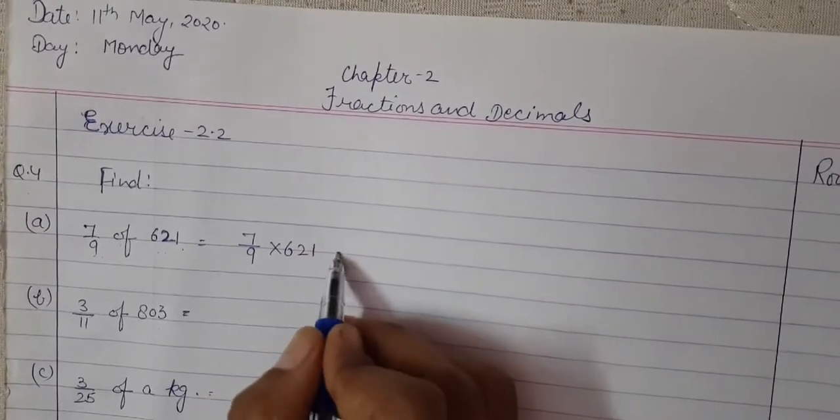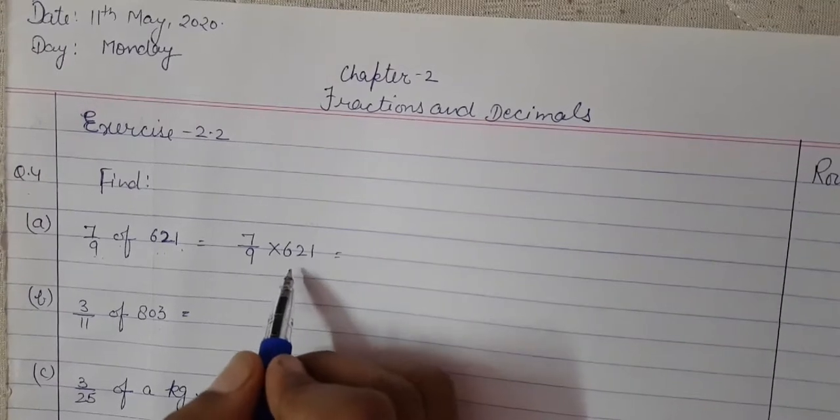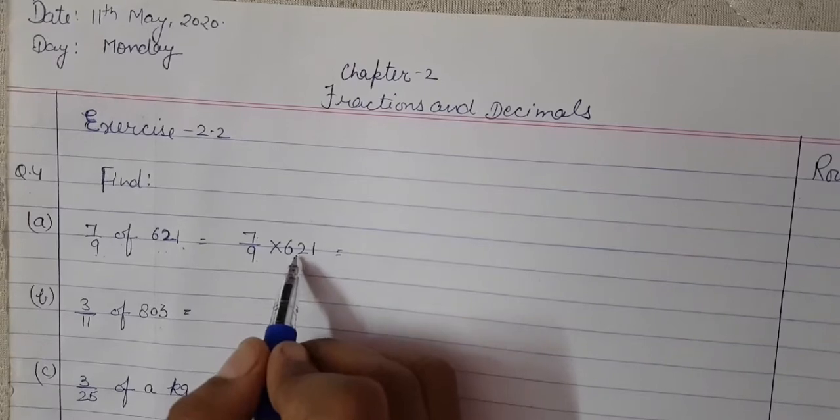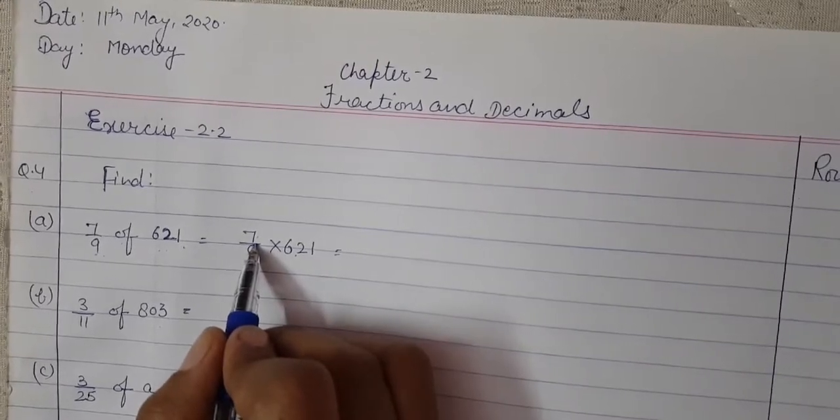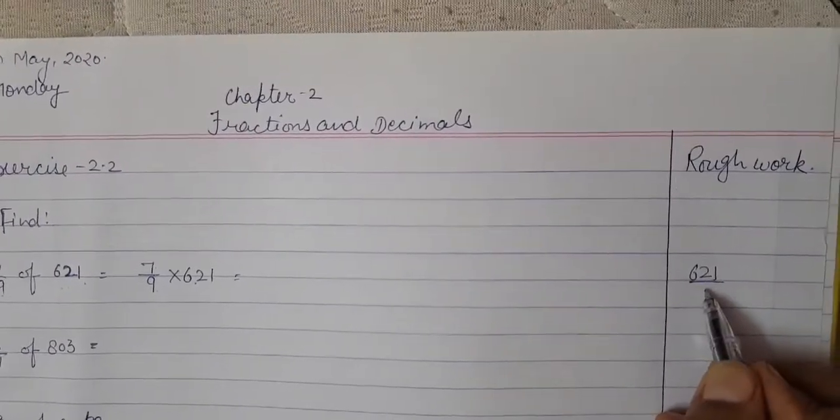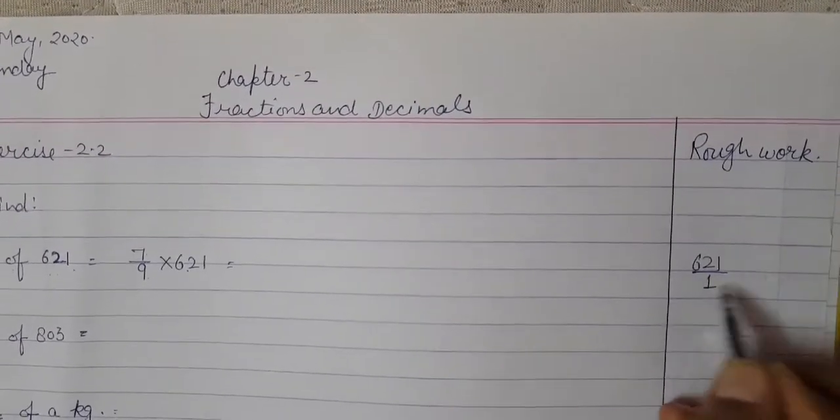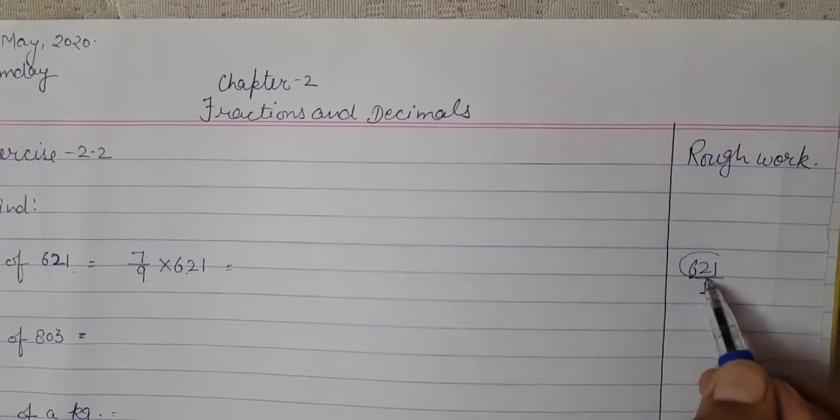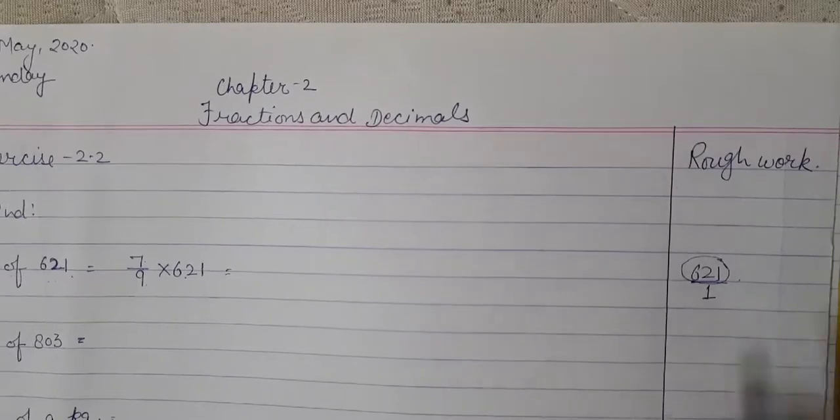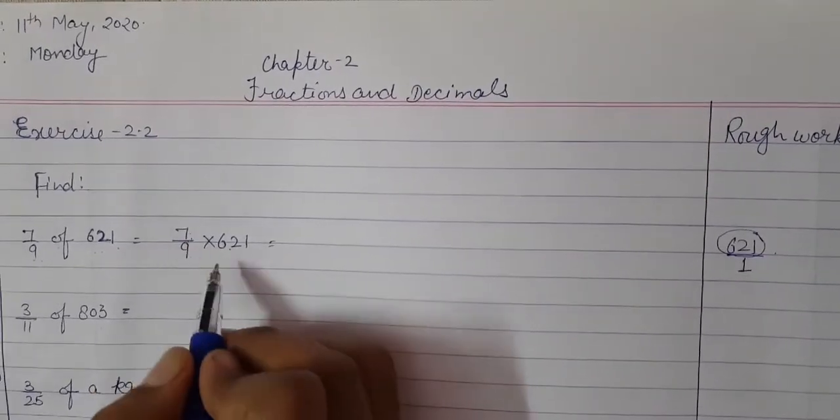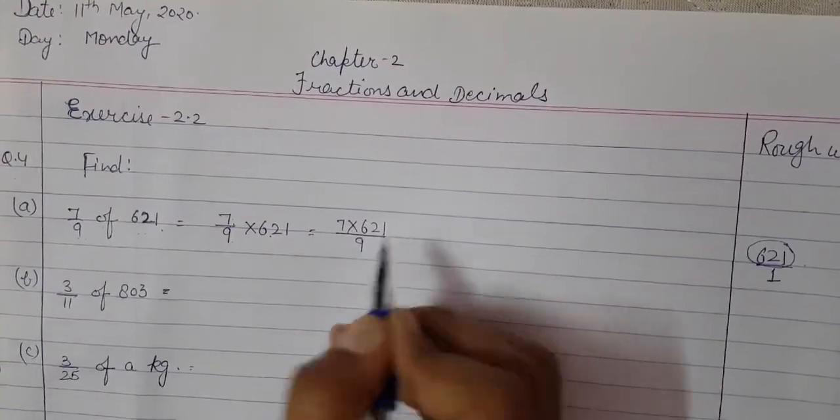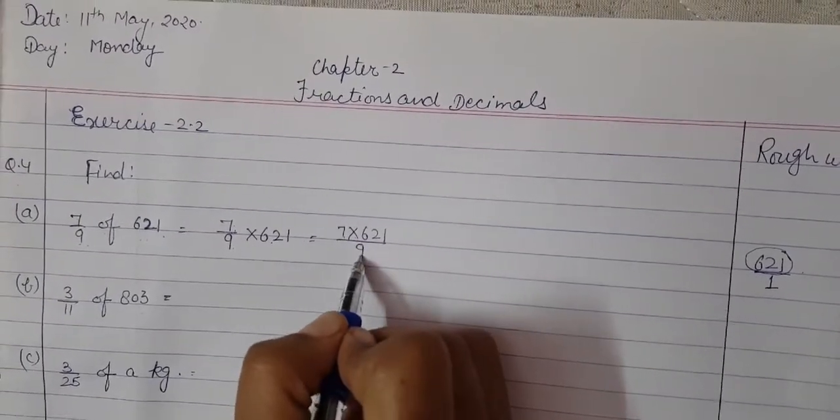have done earlier. So I told you students, if a whole number is getting multiplied with a fraction, then obviously it will be multiplied with the numerator only, because if I convert this whole number into a fraction, then I will put 1 as its denominator, and in this case the whole number will automatically be the numerator. So we can directly multiply it with the numerator. So it will be 7 into 621 upon 9.